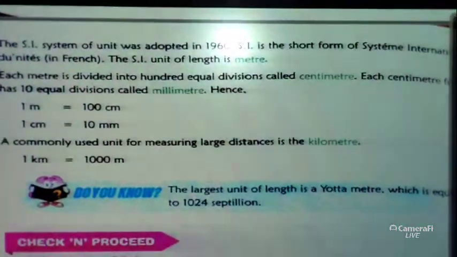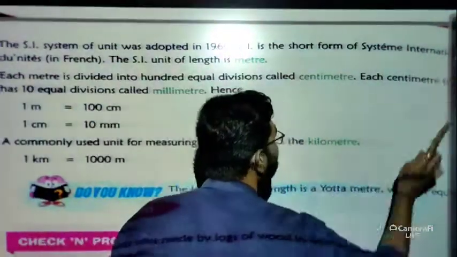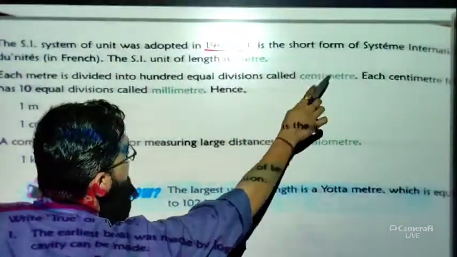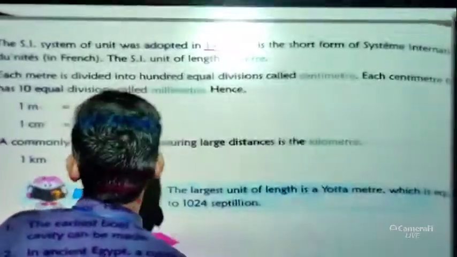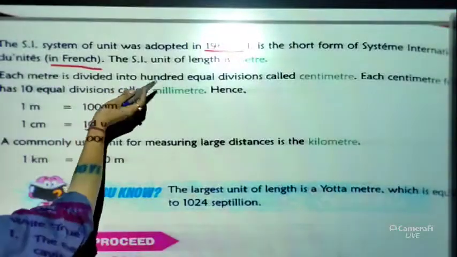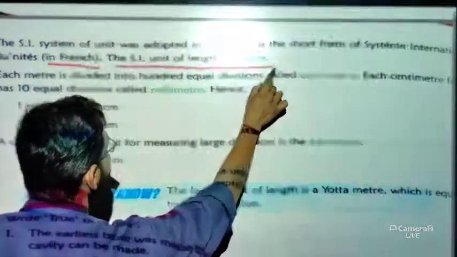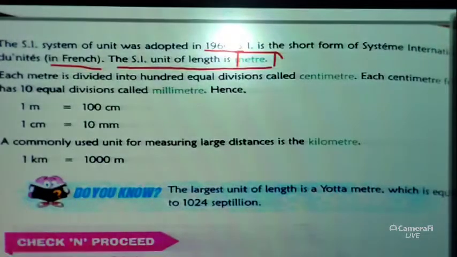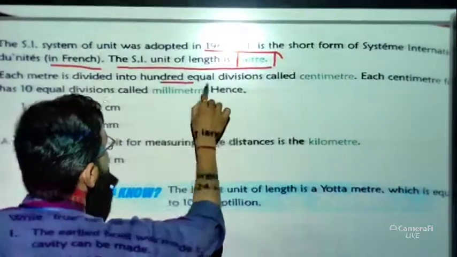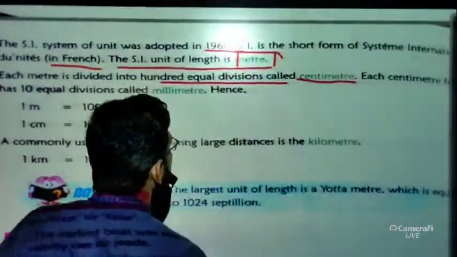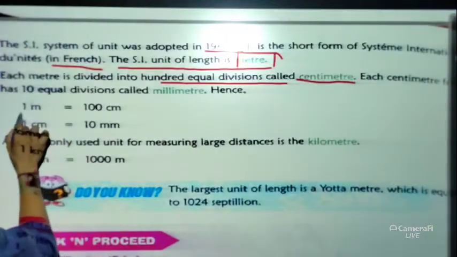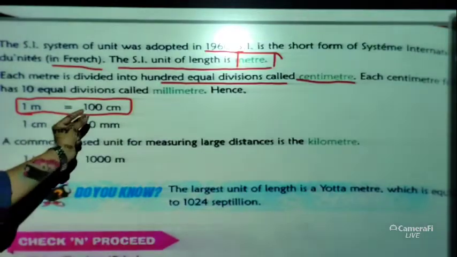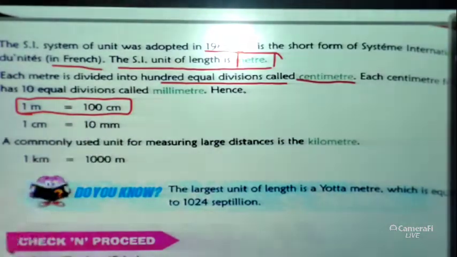The SI system of units was adopted in 1960. SI is the short form of Système International, which is actually French. The SI unit of length is the meter, very important. What is the SI unit of length? The SI unit of length is the meter. Each meter is divided into 100 equal divisions called centimeters. So we can write that 1 meter is equal to 100 centimeters.